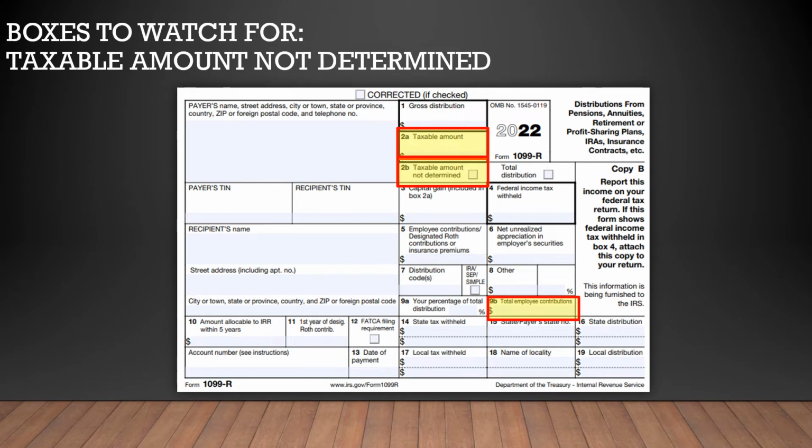And after that, here's a good visual of what boxes you'll be scanning for. So again, that 2A taxable amount might be 0 or empty. You look for 2B, is the taxable amount not determined checkbox checked, and then again in 9B there's your total employee contributions. So again, those would have been after-tax contributions that our taxpayer is going to want to subtract out of their gross distribution, of course.